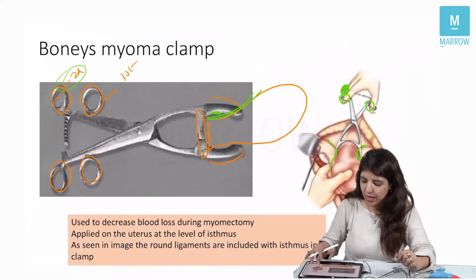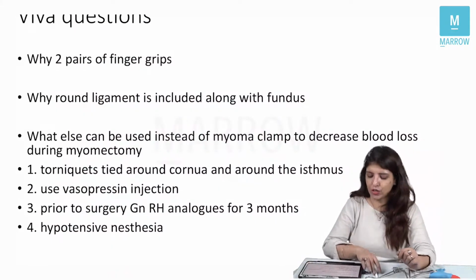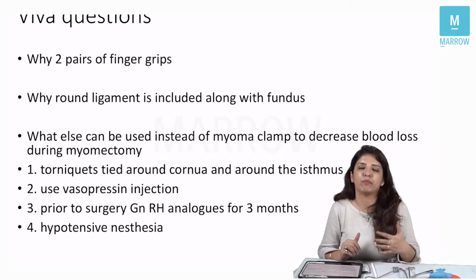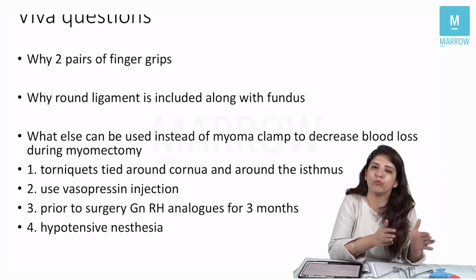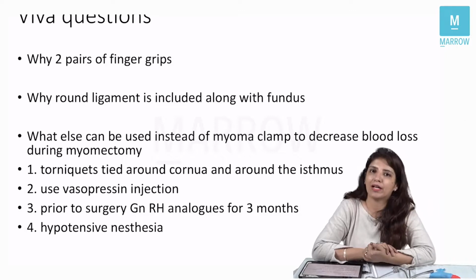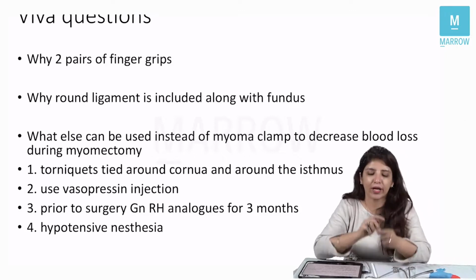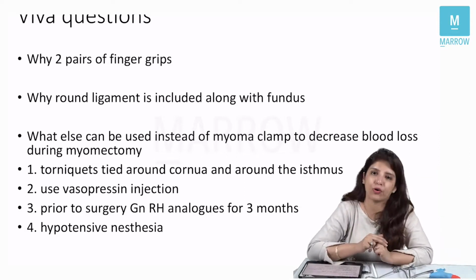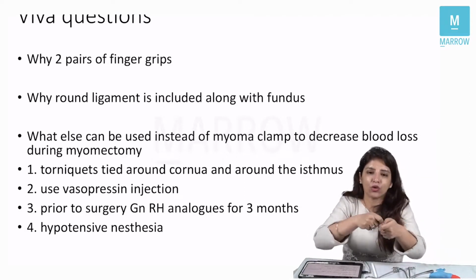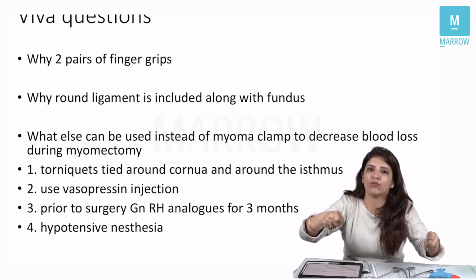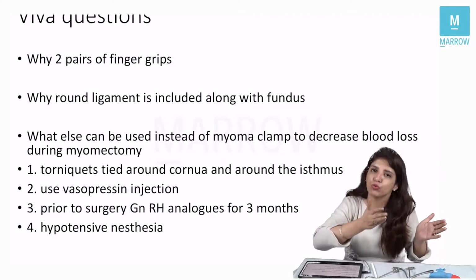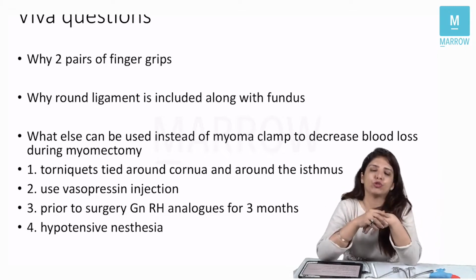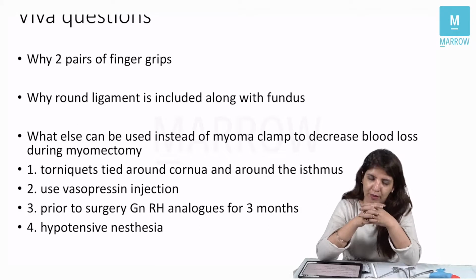Now, another question which they may ask you is, what else can be used in a myomectomy to decrease blood loss other than a myoma clamp? So other than a myoma clamp, you can use a tourniquet. You can tie the tourniquet at the level of the isthmus and at the level of the cornua. Right? So when you are tying the tourniquet at the level of the isthmus, you are preventing the blood flow from the uterine artery, and when you are tying it at the level of the cornua, you are also preventing blood flow from the ovarian artery. Number one.